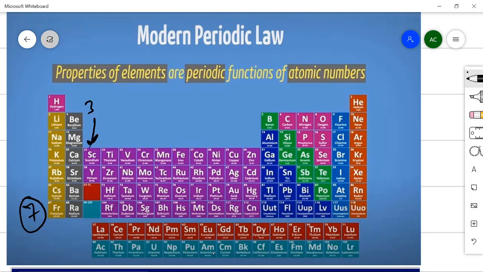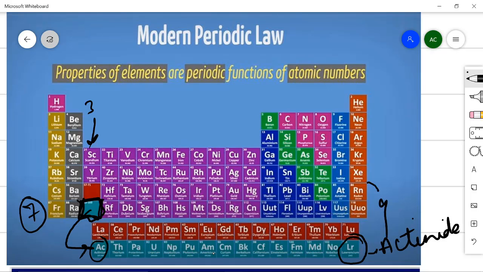And similarly here in the third group and seventh period, there is a set of elements with atomic number 89 as actinium to lawrencium, that is 103. So this is known as the actinide series, and the actinide series elements are radioactive. Always remember this: these are radioactive elements. The actinide series is radioactive and the lanthanide series is rare earth.